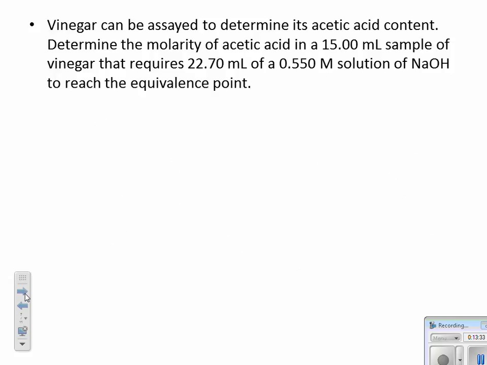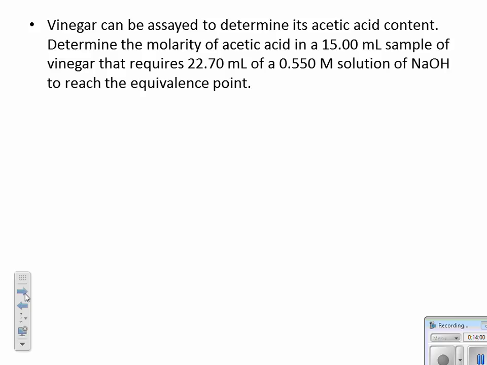Okay, I'll do one more with you, and this time, maybe 2 more. This time I'm going to go ahead and use millimoles instead of converting to moles. So we have vinegar, which has acetic acid in it, is titrated or assayed. Assay just means we're going to study this, we're going to analyze it, to determine the amount of acetic acid in 15 milliliters of the vinegar.